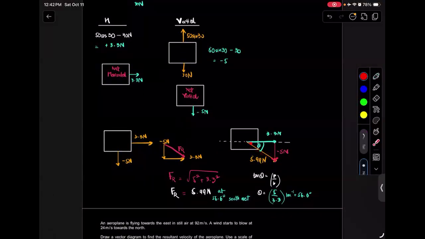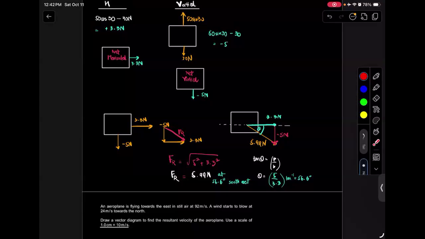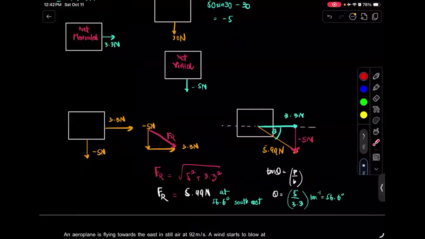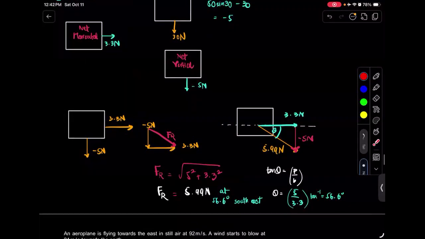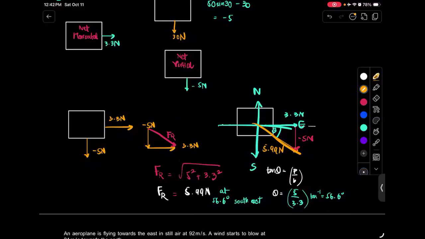I'm sure the resultant part was easy. You figured it out. The angle part, we've already done that multiple times. Basically, we're trying to find out where the resultant force is. If you were to draw the compass over here, we know this is north, this is south, and this is east. The resultant force is somewhere between south and east. Is it more towards east? Is it more towards south?